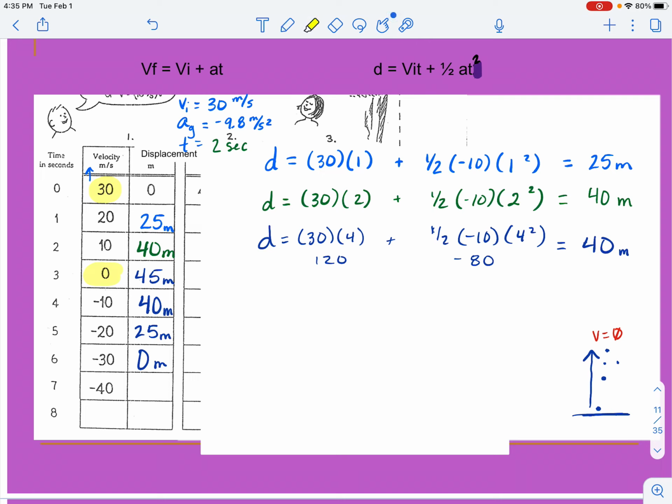Let's take a look at our velocity. We started with a velocity of 30 meters per second. It took us 3 seconds to get to the highest point.